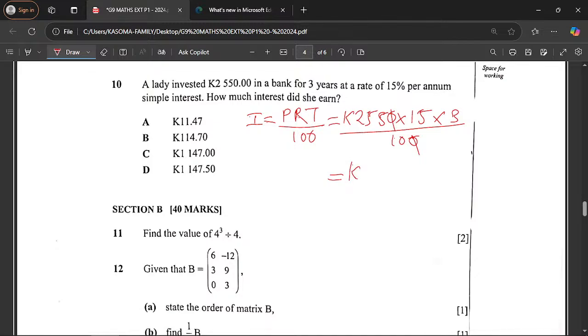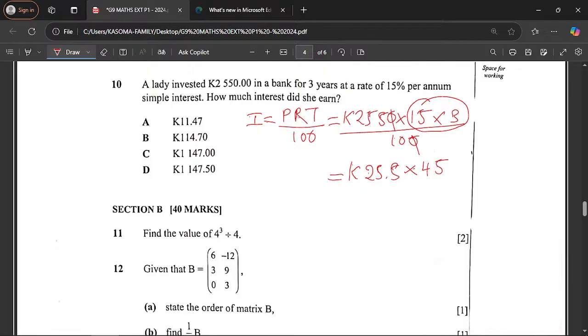255 kwacha divided by 10 will give me 25.5. Then, when I multiply these numbers here, these 15 by 3 will give me 45. So by 45. Okay.